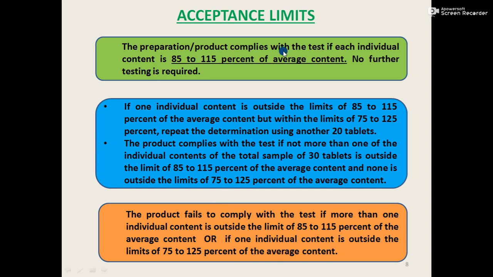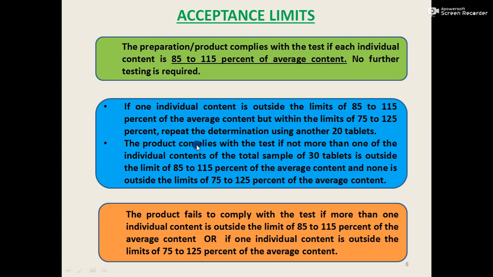The acceptance limits given in IP: the product complies with the test if each individual content is 85 to 115% of average content. In this case, no further testing is required. But if one individual content is outside the limits of 85 to 115% of the average content, but still within the limits of 75 to 125%, repeat the determination using another 20 tablets.